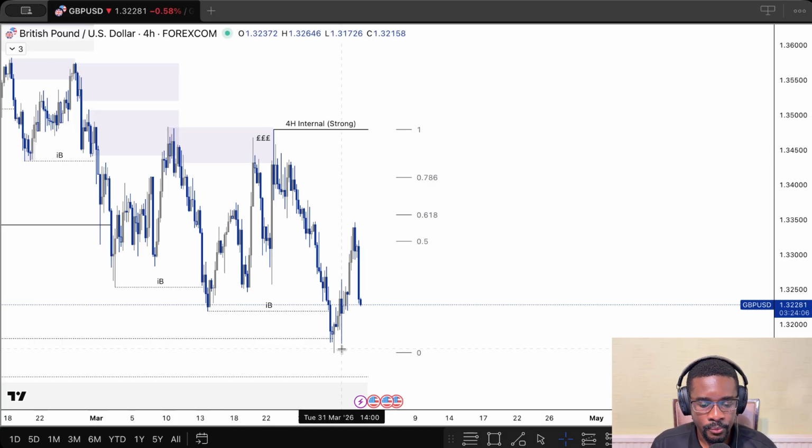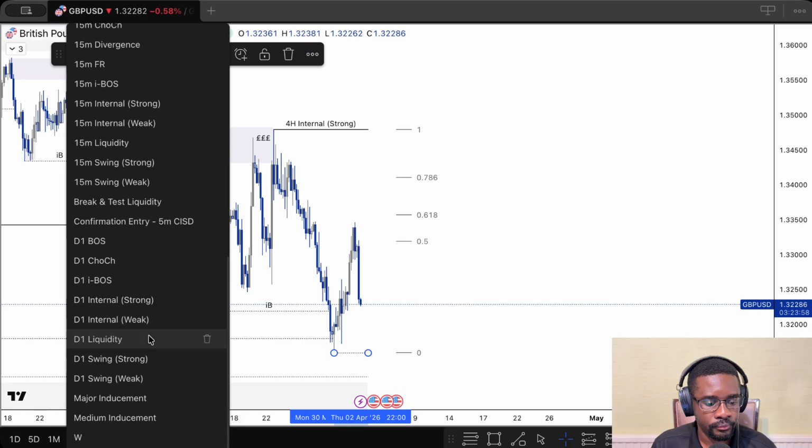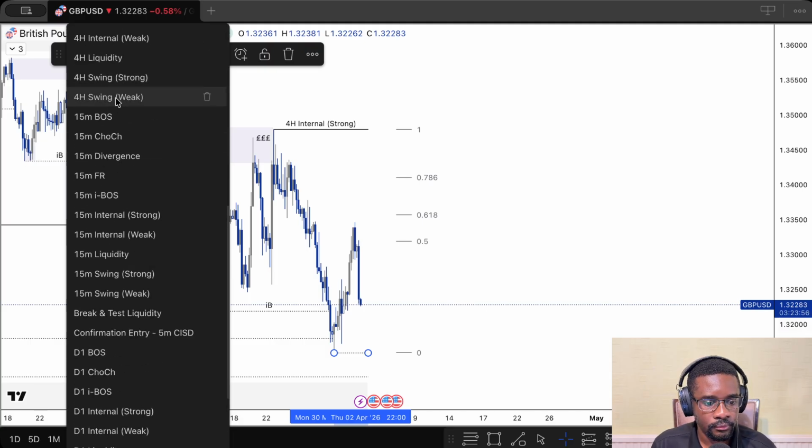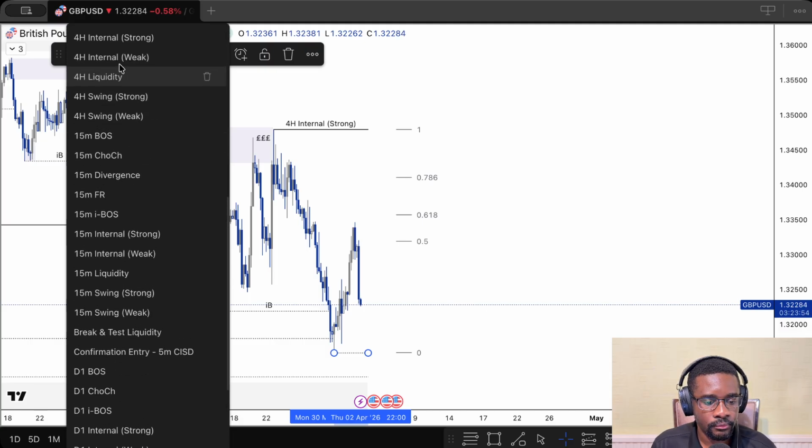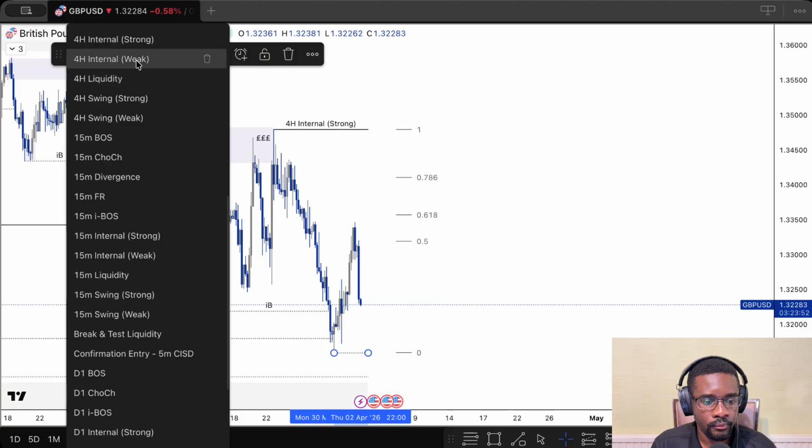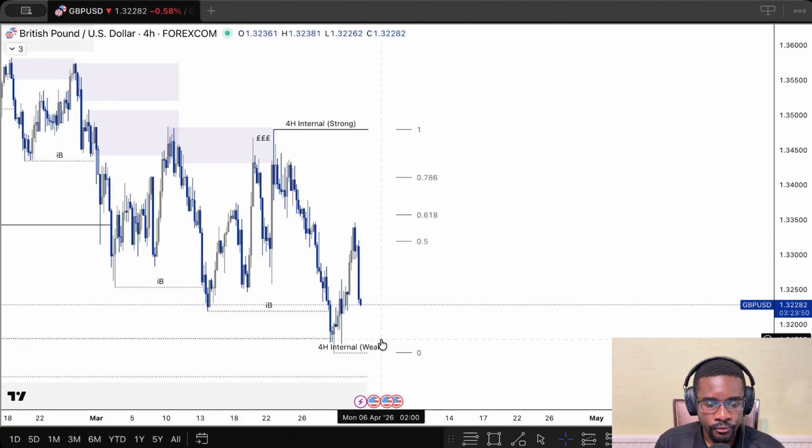Alright, pull back into premium. This is a weak low. Okay, so I'm just going to mark that. That's a weak 4-hour low. Alright, that's a 4-hour weak low. We had a sweep. Okay, price came up.